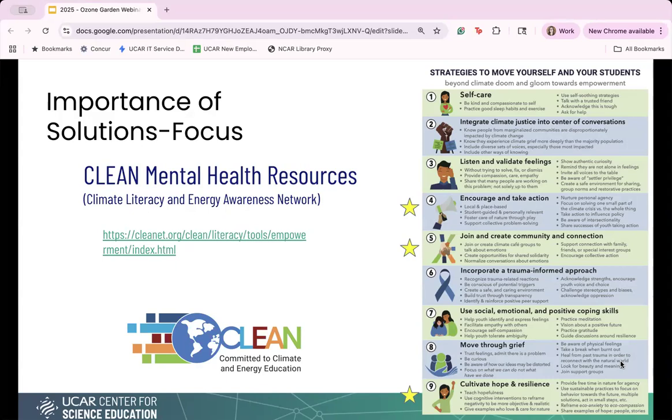We have number 4 is encourage and take action, which we're going to talk about today. Number 5, join in creating community and connection. And the ozone gardens themselves are a great way to do that, to learn more about air quality and what's happening in the gardens. It's a space people can gather. And then finally, number 9 is cultivating hope and resilience. And I realize this image here is really small, so Emma put a link to the full resource you can view in the chat.